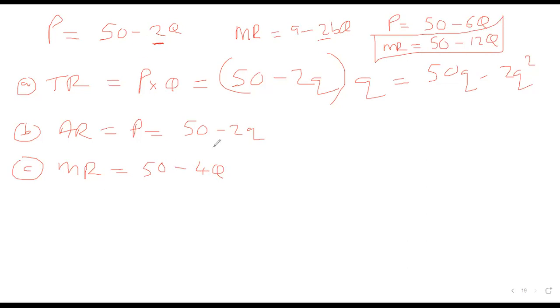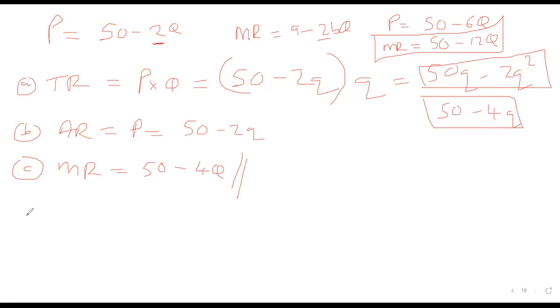Just multiply that. But for those that are curious, our total revenue was 50Q minus 2Q squared. When we differentiate this, we're going to get 50 minus 4Q. This is our marginal revenue. Is it the same as what we got here? Absolutely.